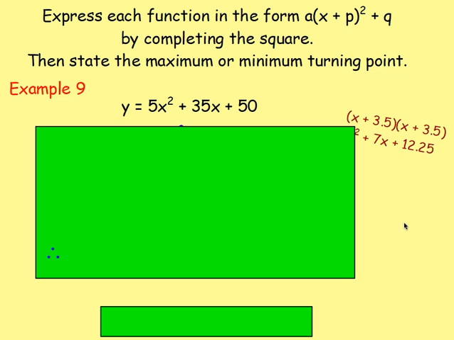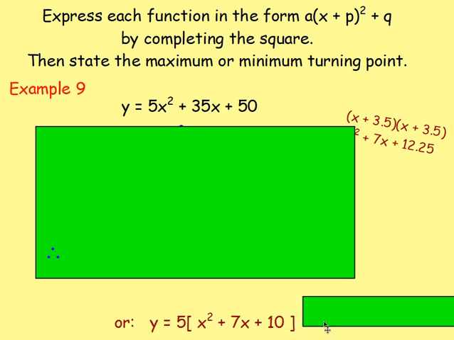Example number 9. Y equals 5x squared plus 35x plus 50. You can do this 2 different ways. One way you could do it is you could think, well, I can take out 5 as a common factor for every single term. So you can do that and then have 5 brackets, x squared add 7x plus 10, and then you're just going back to completing the square the way you normally would. I'm going to do one more example though with just taking it out of the first 2 terms because it still works even if you don't take it out of that last number, even if you can.